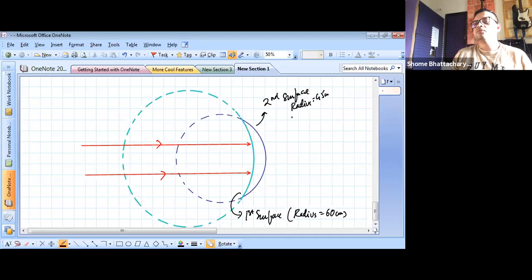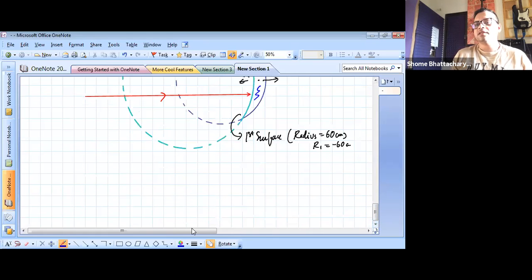Okay. So with proper sign convention, R2 will be minus 45, and R1 will be minus 60, because obviously we are taking this side of the pole as a negative quantity and this side of the pole as a positive quantity. So that's our sign convention. With this in place, we will substitute these values to find the focal length, and from that we get the idea.